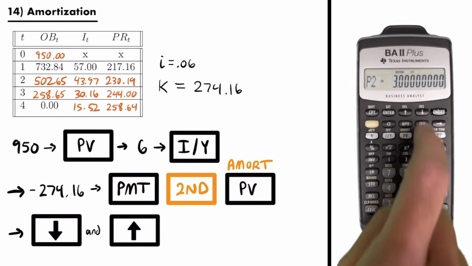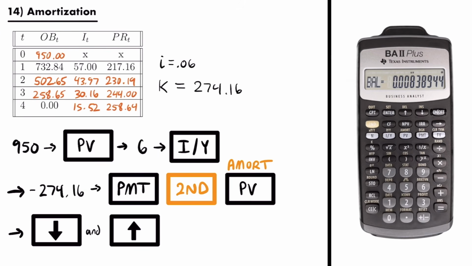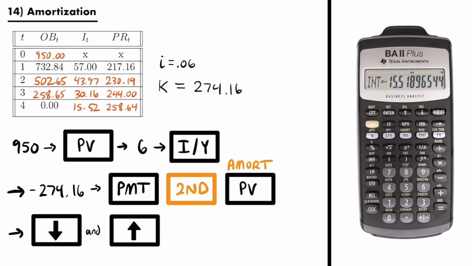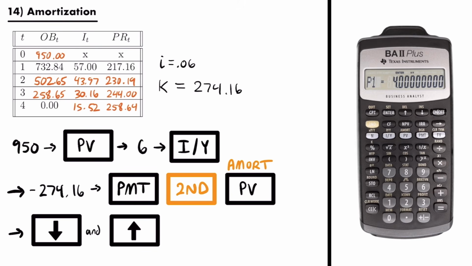All right, so then we'll go down again, and we'll set P1 equal to 4. So we'll hit 4 and enter. We'll set P2 equal to 4 and hit enter. And then now the balance is basically $0. It says 0.0083, but that's basically 0, which matches up with our amortization schedule. And then if we go down again, you'll see that the principal is $258.64. And then if we go down again, we have our interest of $15.52.